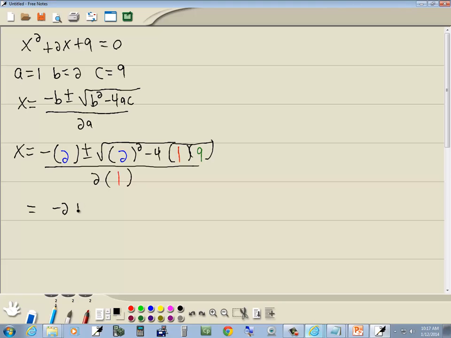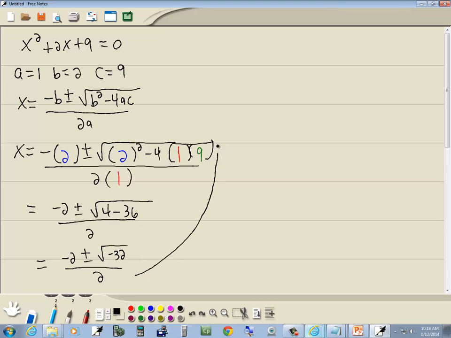So we got negative 2 plus or minus the square root of 2 squared, which is 4, minus 4 times 1, which is 4, times 9, which is 36. So 4 minus 36, all over 2. Which gives us negative 2 plus or minus the square root of 4 minus 36, which is negative 32, over 2.